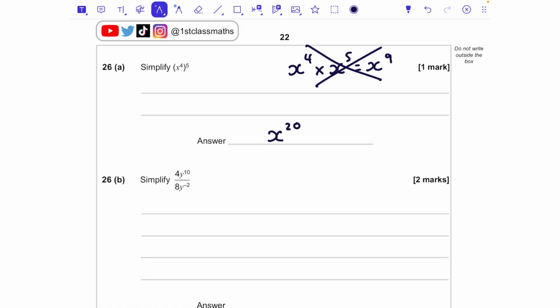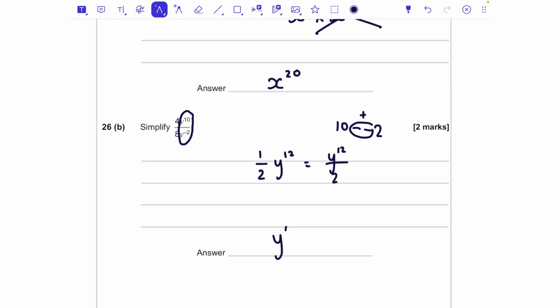For part 26b, I'm going to do 4 divided by 8, which is going to be a half. And then y to the power of 10 divided by y to the power of minus 2. When we divide, we take away the powers. So I need to do 10 take away minus 2. And 10 minus minus 2 is actually going to add 2. So that's 12. So it's a half y to the power of 12. Or you could write that as y to the power of 12 over 2. I'm going to go for that because I think it looks a bit nicer. Y to the power of 12, all divided by 2.